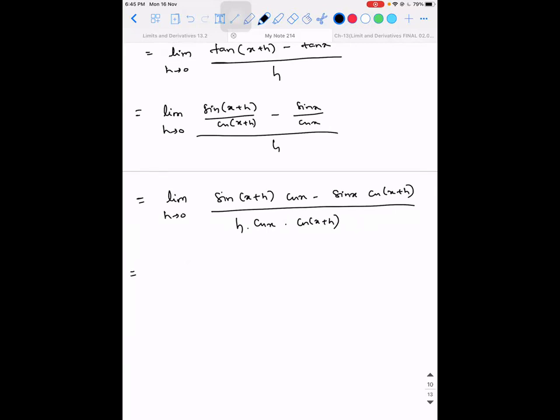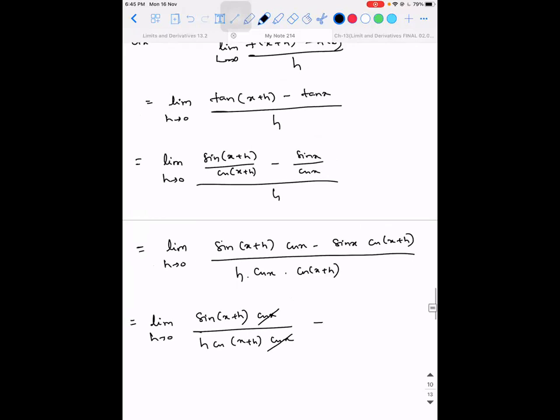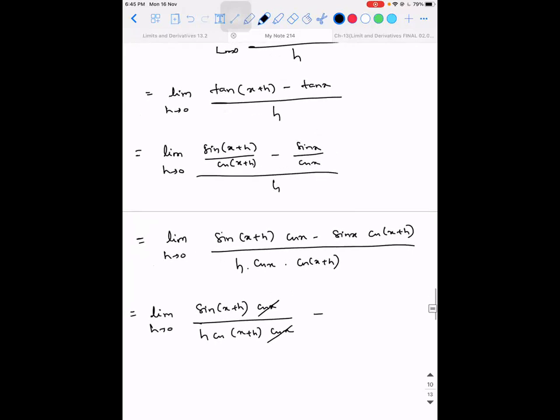You can proceed, sir. So limit h tends to 0. So I am splitting the function to each term and writing it. I am splitting the denominator to each term. Cos x and cos x are gone. Minus... wait, actually, why am I doing all these things?